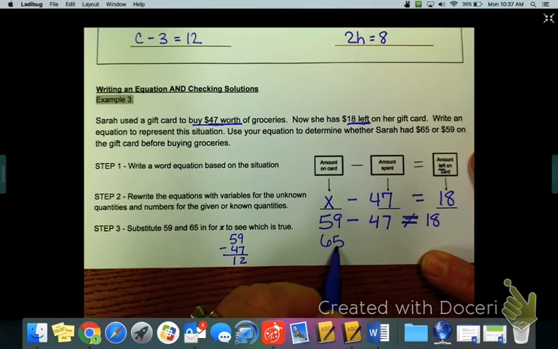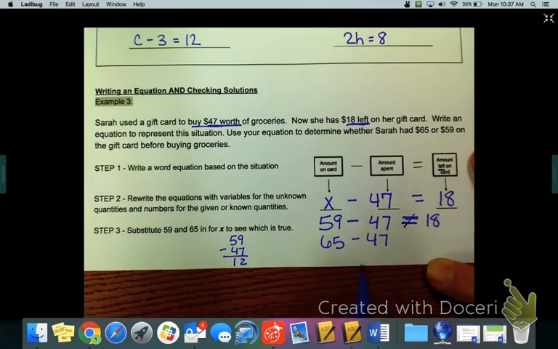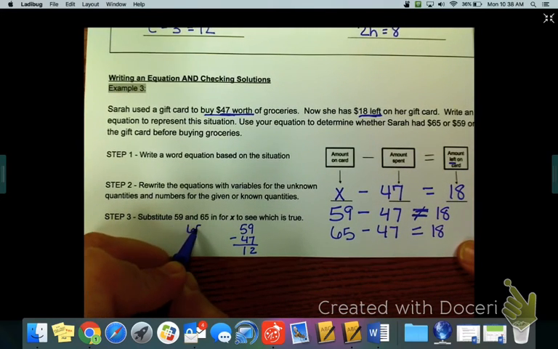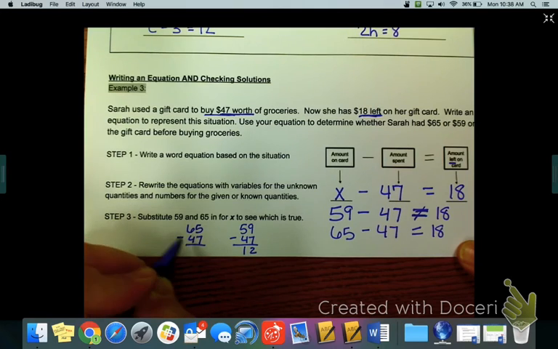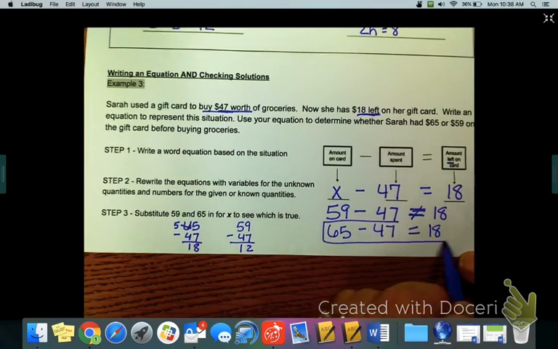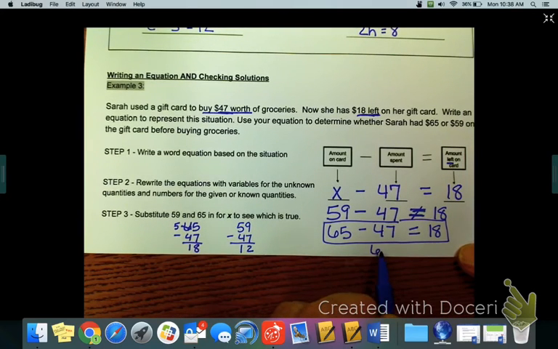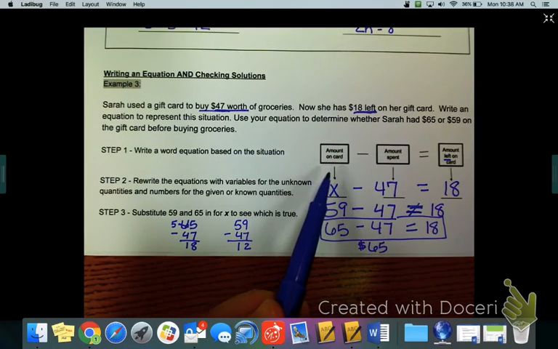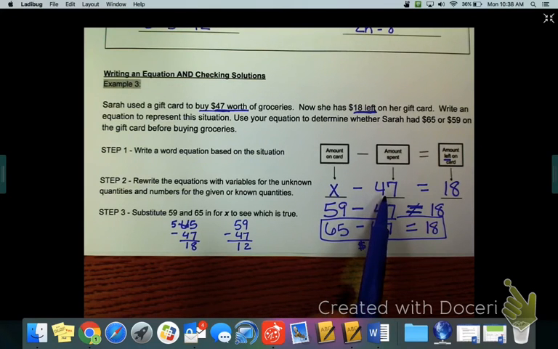If I put 65 in for X and subtract 47, will it equal 18? I'm going to come over here to the side, show my work. 65 minus 47, I have to borrow. 15 minus 7 is 8. 5 minus 4 is 1. Yes, it does equal 18. So 65 is the solution to the equation. She had $65 on the card to begin with. She spent $47 at the grocery store, and now she has $18 left.